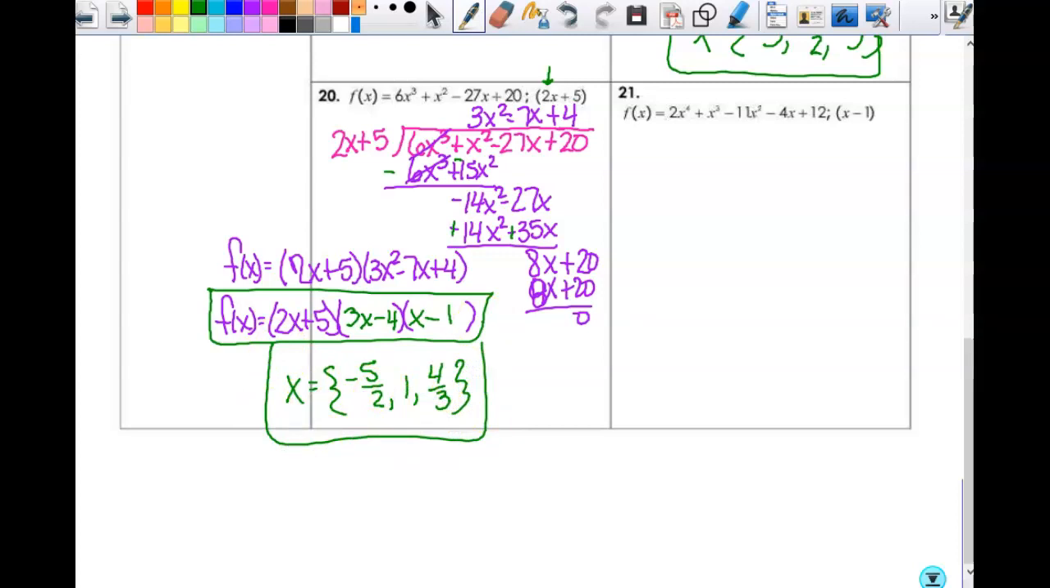All right, so let's look at 21. Can we do synthetic division with 21? Yes, we can. So x equals 1. Put 1 out here. And then I get a 2, 1, negative 11, negative 4, and 12. Bring down the 2, 2, 3.